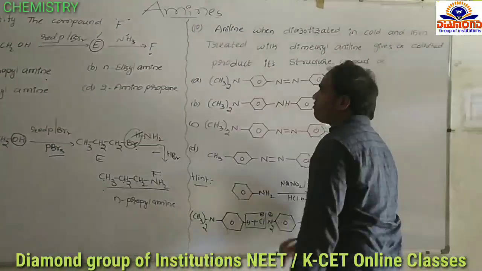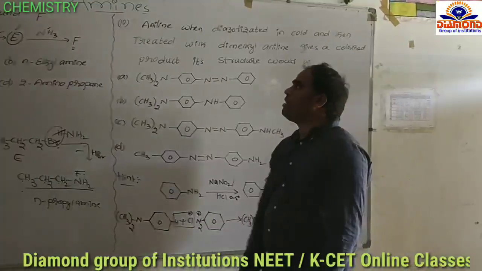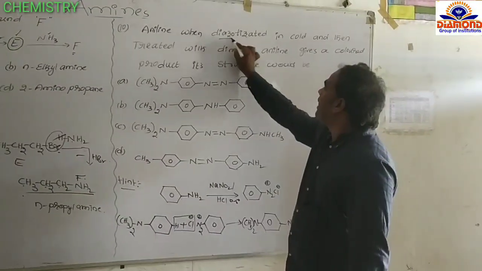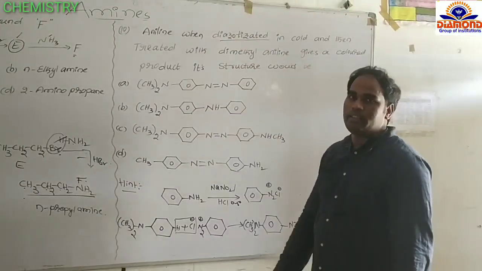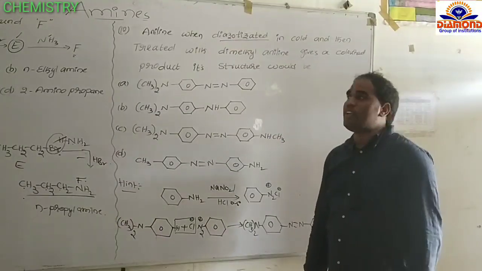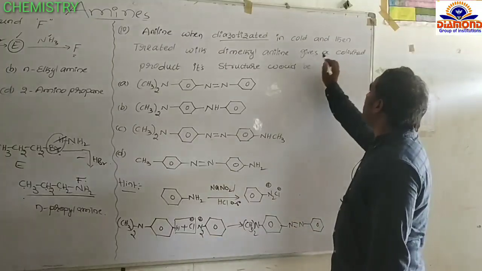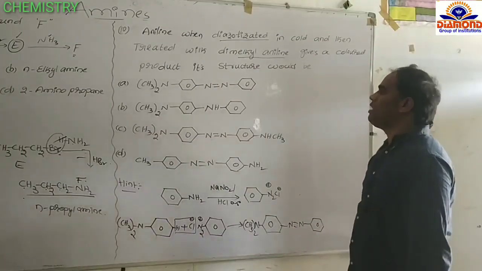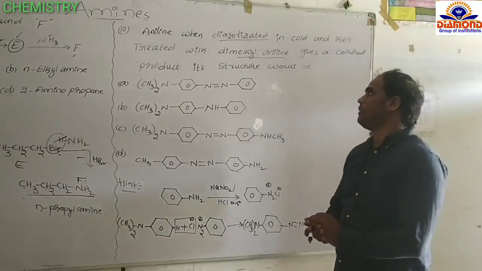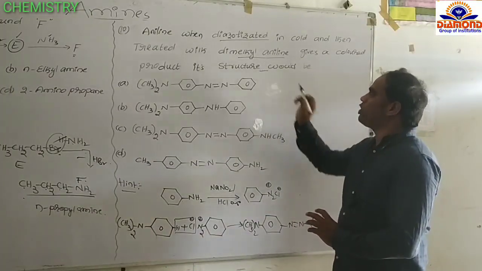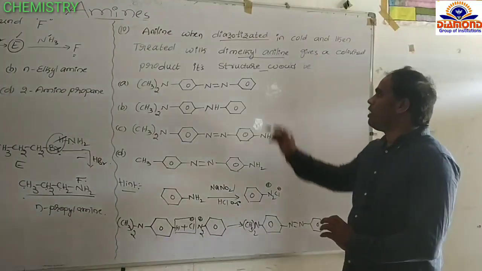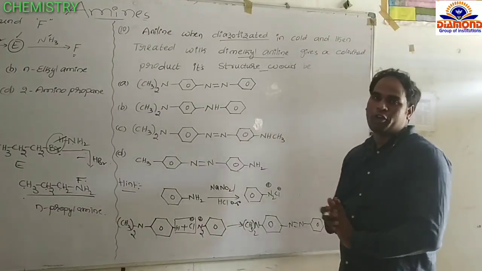Next, question number 10. Aniline, when diazotized in the cold, and then treated with dimethyl aniline, gives a colored product. So what is the structure of that colored product? This is the question, student. A, B, C, D, four options.